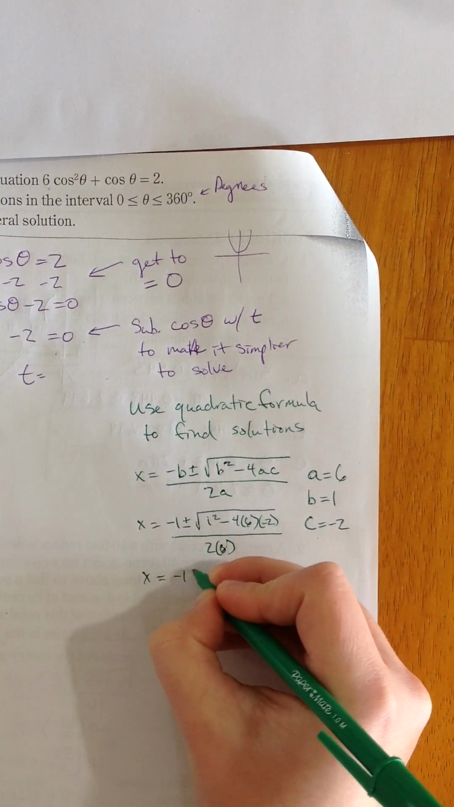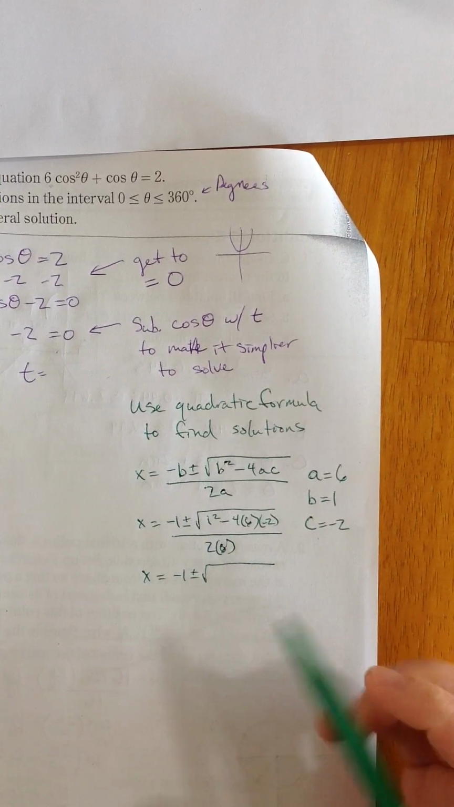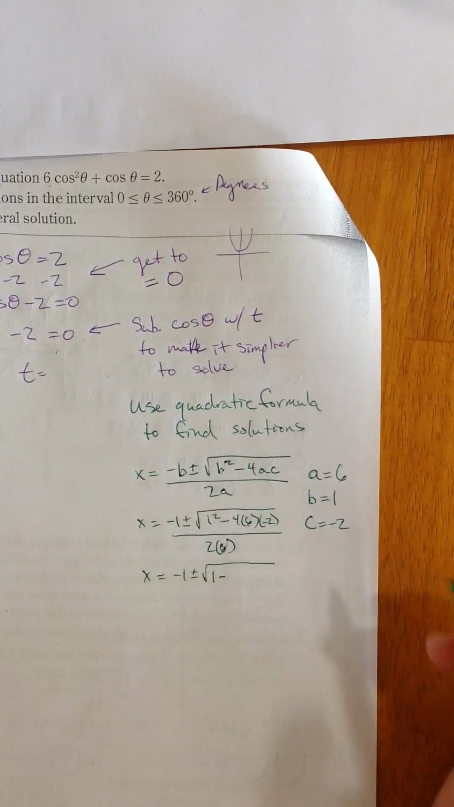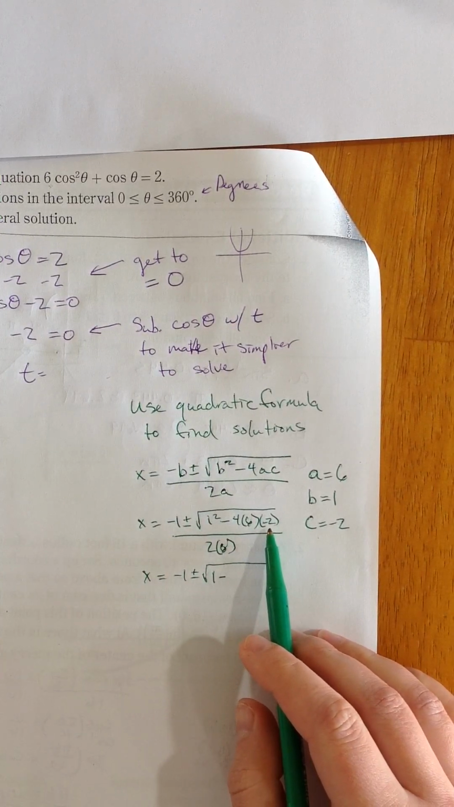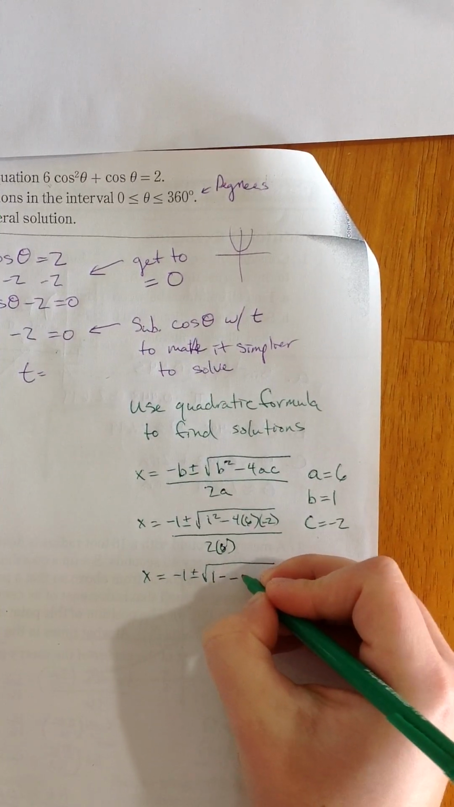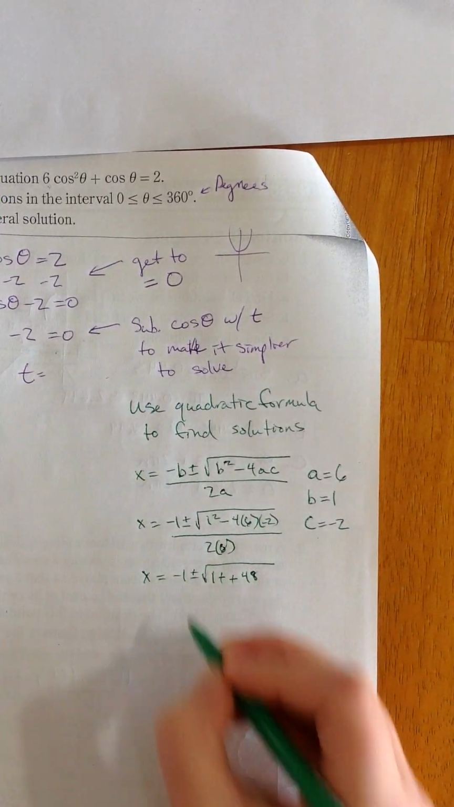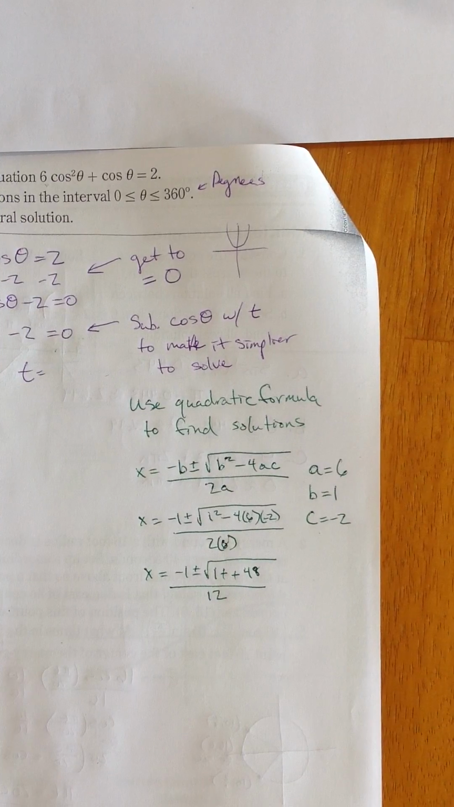So we'll have -1 plus or minus, and then I start simplifying under my square root there. So I'm like, okay, well, 1 squared is 1, minus 4 times 6 is 24, times -2 would be -48. So it would be minus a -48, and we know that's the same as adding, over, and then this is 2 times 6, which would make that 12.